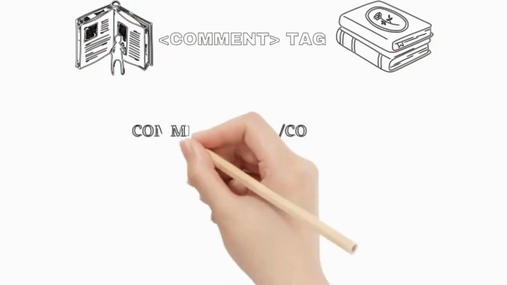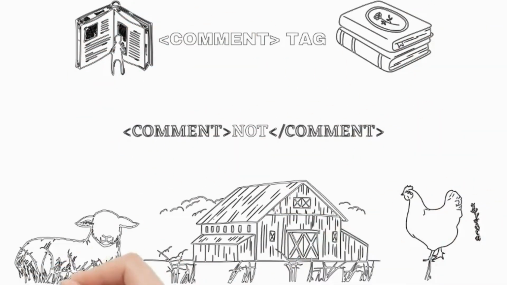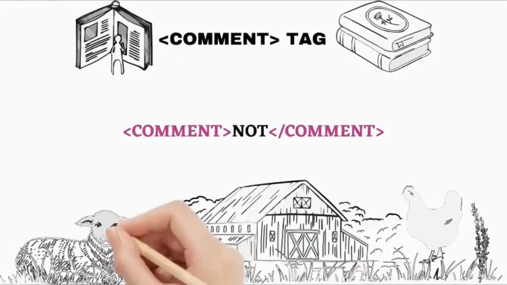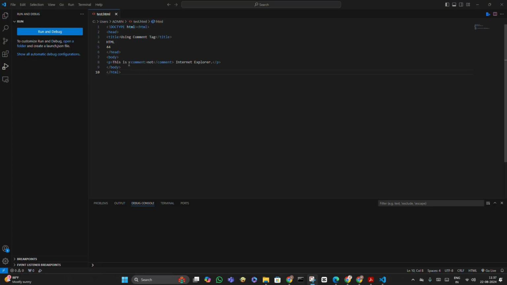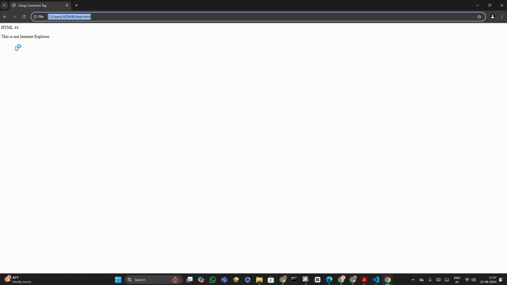Some browsers support the comment tag for commenting out parts of HTML code. However, this tag is not widely supported and should be used cautiously. The output may vary depending on the browser, so it's generally better to stick with the standard comment syntax.